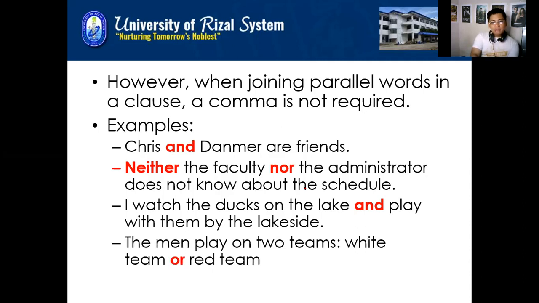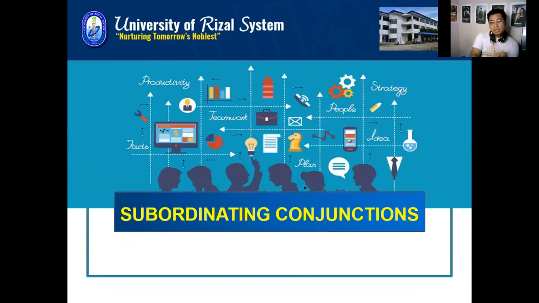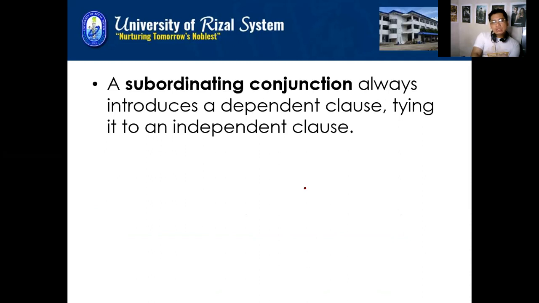The men play on two teams, white team or red team. So we have two series here, white team or red team, two parallel words. Next we have the subordinating conjunctions. So what are subordinating conjunctions? A subordinating conjunction always introduces a dependent clause, tying it to an independent clause.